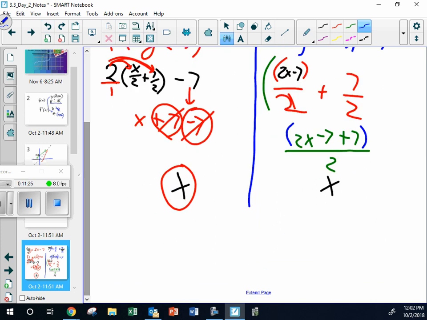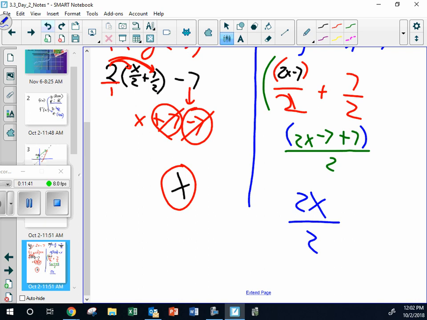All right, so final answer, those two, the plus and the minus 7 will cancel, and I'll end up with, can I just say x? No, that's the same deal. You can't just say cancel, cancel, cancel, cancel. That's no such thing. But you can do 2x over 2, because those two obviously, one little step at a time, those two will cancel.